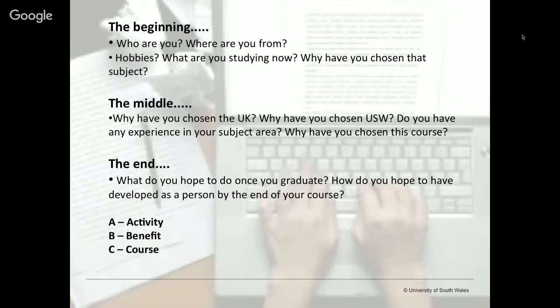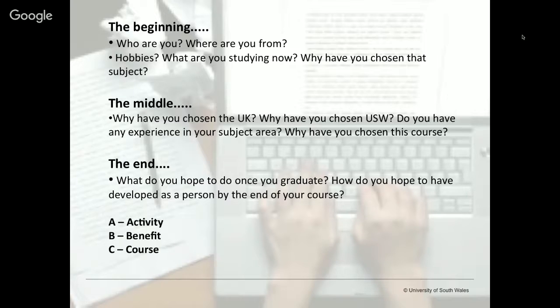The middle, why have you chosen the UK? You may have investigated studying in the States or perhaps in Australia, Canada, but why specifically have you chosen to study in the UK? Why have you chosen the University of South Wales? Is it because you like the campus environment? We have a course that's accredited. So give us some information and show us that you've researched into other universities, other countries, and other courses offered by other universities. And do you have any experience, any work experience, whether it's paid or unpaid, voluntary? We want to know if you've got any experience. And then why have you chosen this course? What do you enjoy about the subject that you're choosing?